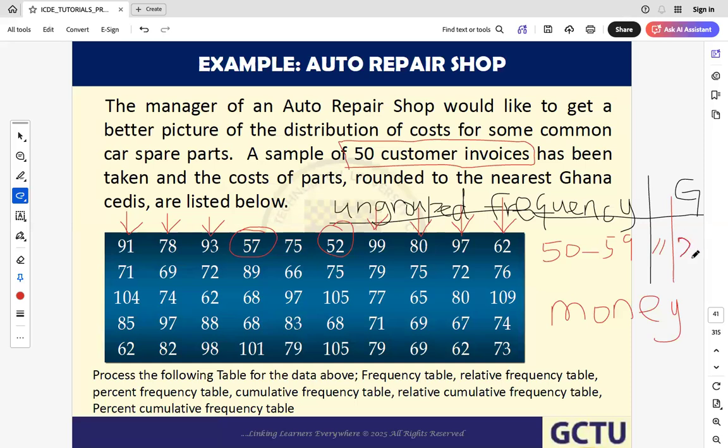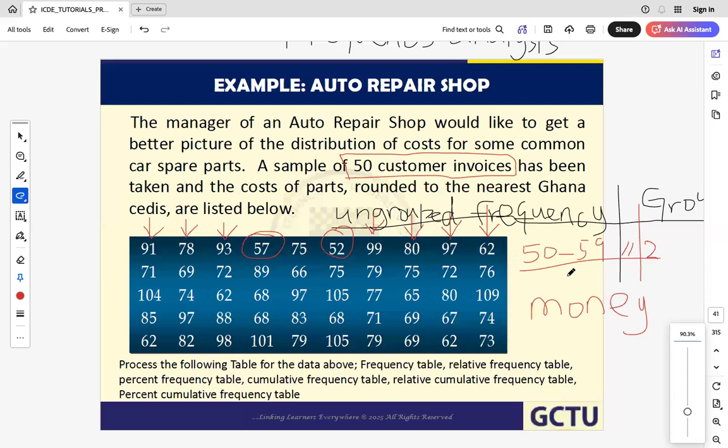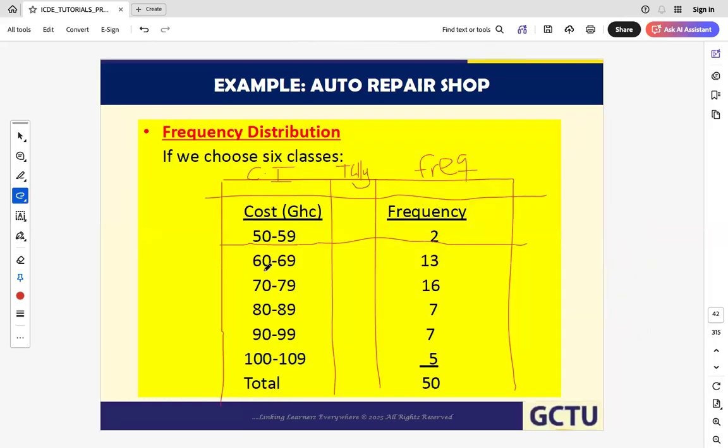So if anybody sees this information, the person knows that all you are trying to depict is that out of the 50 invoices that are lying down, 2 of the invoices had total cost between 50 to 59. And so that was what you were taught. And then you were able to generate a frequency table like this from the left to the right. And then every row has its frequency.